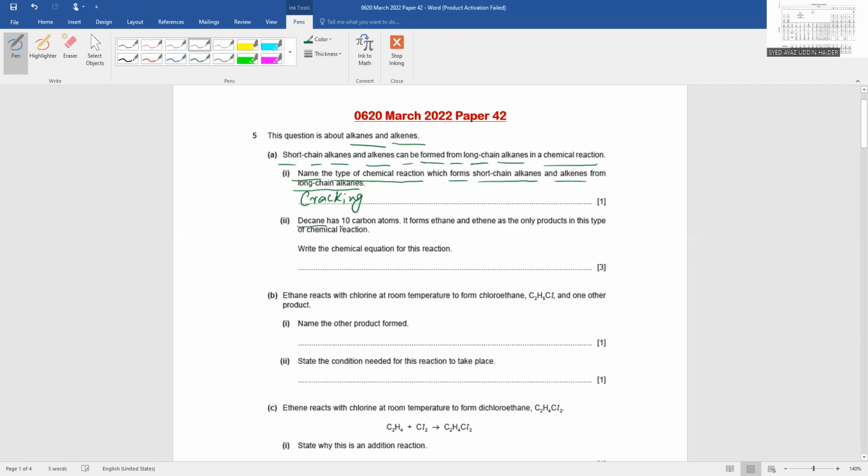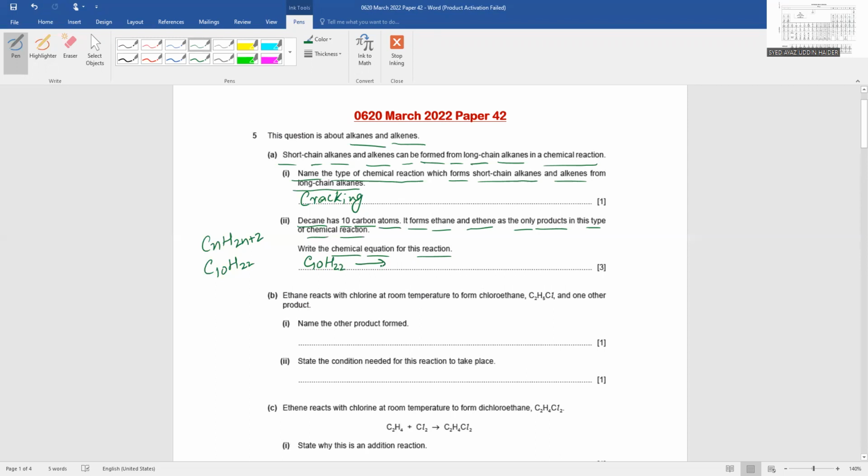Number 2, decane has 10 carbon atoms. It forms ethane and ethene as the only products in this type of chemical reaction. Write the chemical equation for this reaction. You know the formula of decane. Recall the general formula of alkane, which is CnH2n plus 2. If you put the value of 10, you will get C10 H 2 multiplied by 10, 20, 20 plus 2, 22. So we'll write C10H22. We are cracking C10H22.